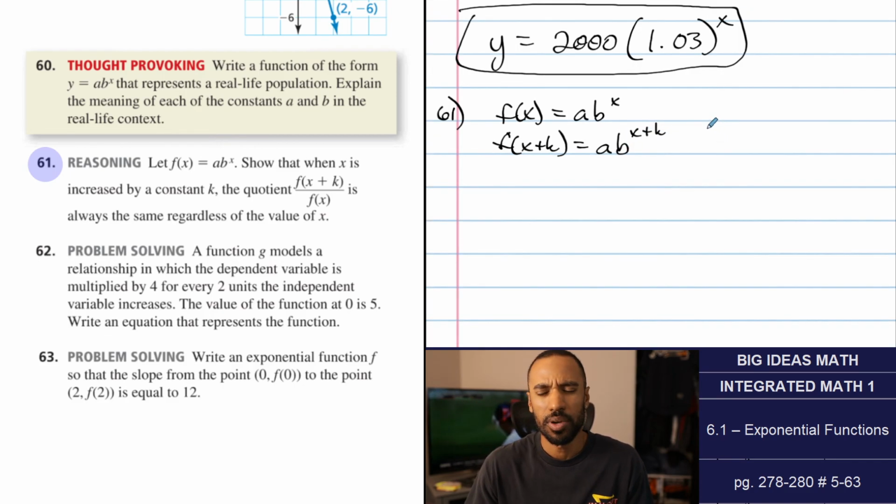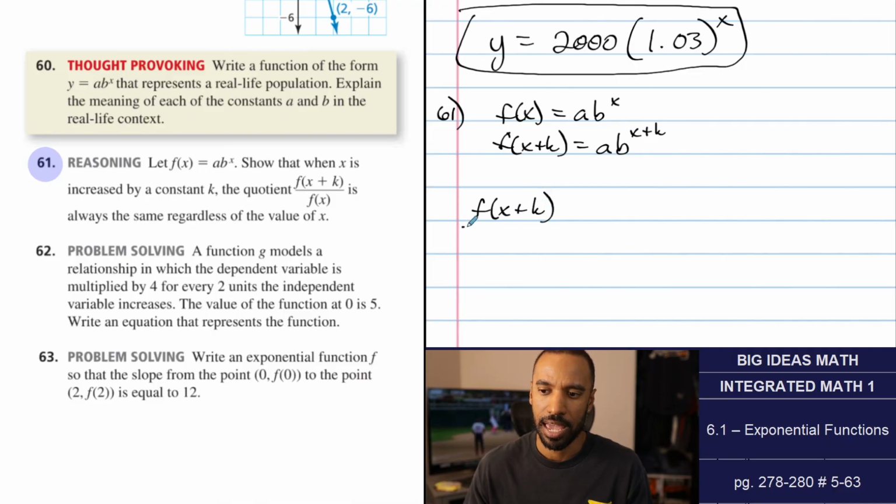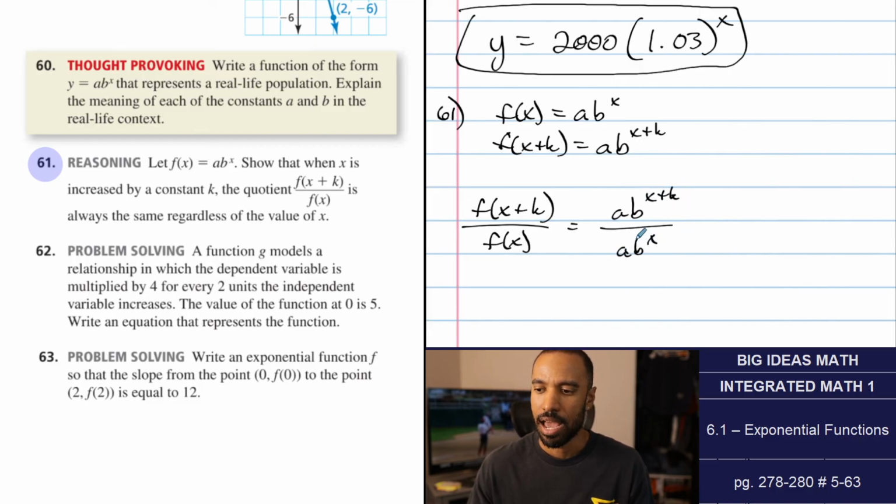Now, I think that was IM3 that did these, you guys didn't do these. When I do f of x plus k over f of x, that's the same thing as doing a times b to the x plus k power over a times b to the x power. Now, because these are multiplied, I can do a divided by a and get 1. Those are good. The b's, however, cannot because order of operations takes over.